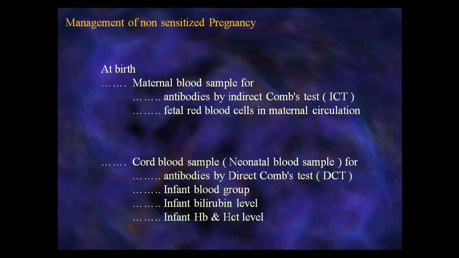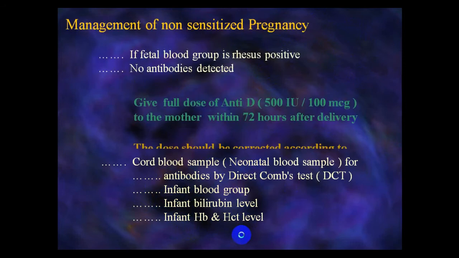At birth, take a maternal blood sample for antibodies by indirect Coombs test. Fetal RBC in the maternal circulation are detected by Kleihauer test. Take cord blood sampling from the neonate for antibody by direct Coombs test, infant blood group, infant bilirubin level, and hemoglobin and HCT level.